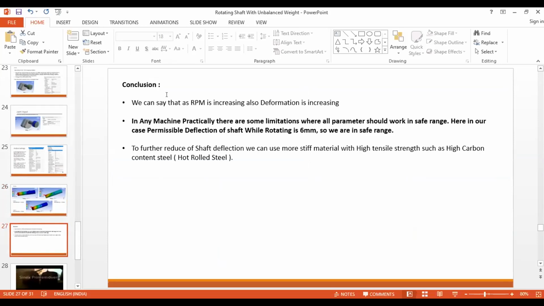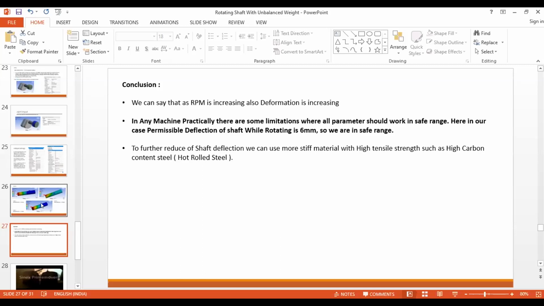In conclusion, I will say that as the RPM is increasing, the deformation is also increasing. And in any machine, practically there are some limitations where all the parameters should work in a safe range. Here in our case, the permissible deflection of the shaft while rotating is 6 mm. So we are in the safe range.